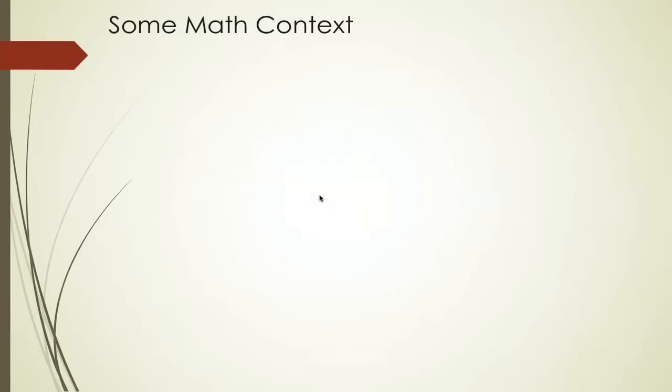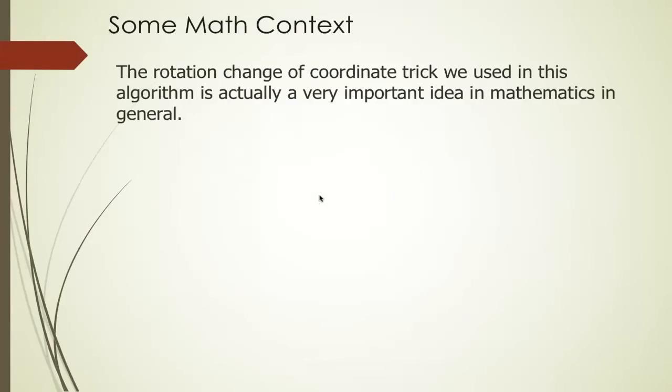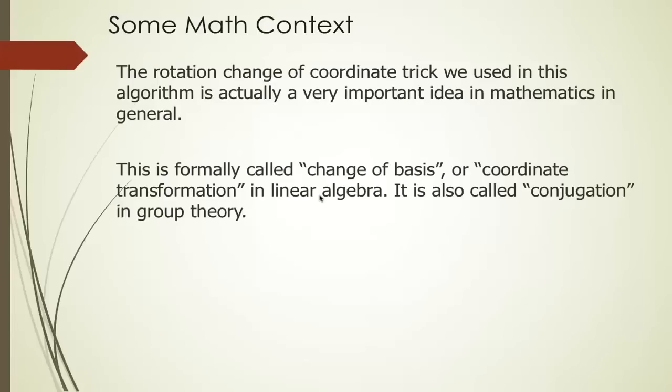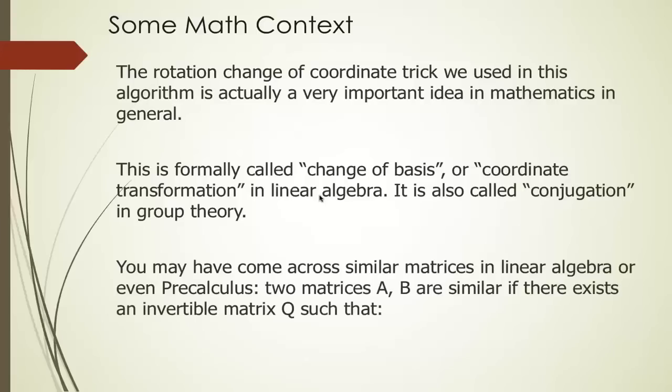Okay, I want to tell you some cool math context to this solution. It turns out that this rotation change of coordinates trick, the idea that you rotate, solve the problem, and then rotate it back, is a very important idea in mathematics in general. In linear algebra, for example, this is called change of basis or a coordinate transformation. In group theory, this is called conjugation. You might have seen it even in linear algebra or regular pre-calculus from high school.